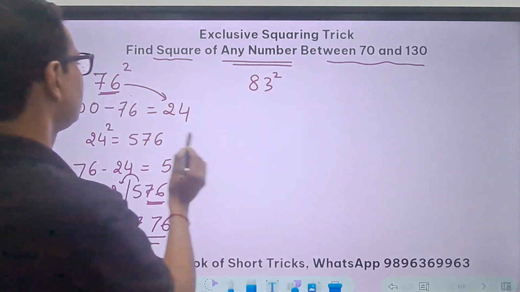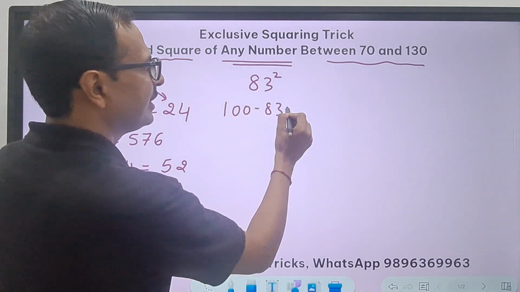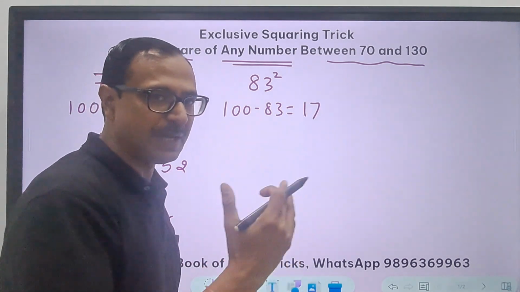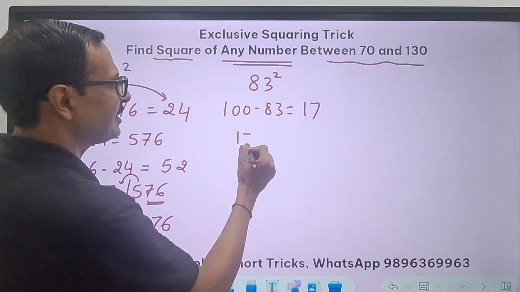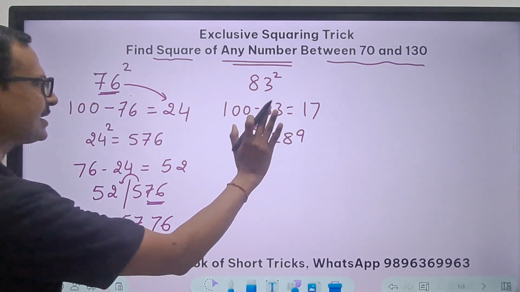83 square. So 100 minus, right? So I have to do 100 minus 83. That gives me 17, and now you will see how you develop speed when you start practicing these questions. So 17, now 17 square is 289. It's a 3-digit number. So I'll leave it here as of now.